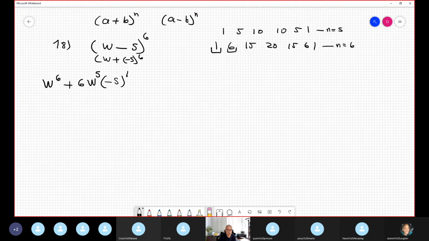Okay, what are the next? Well, the next is 15. Plus 15 W4, minus X squared. Those are minus X squared positive. The even exponent of S is positive. The odd exponent of S is negative. Plus, what is the next? 20. 20 W3 minus X cubic.